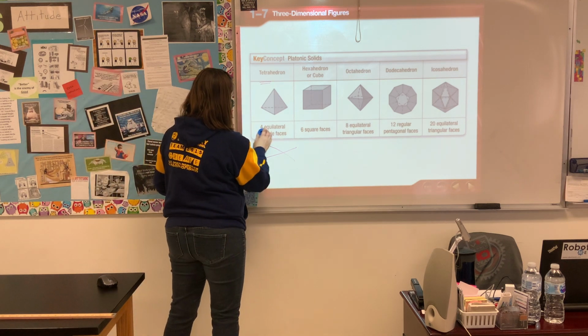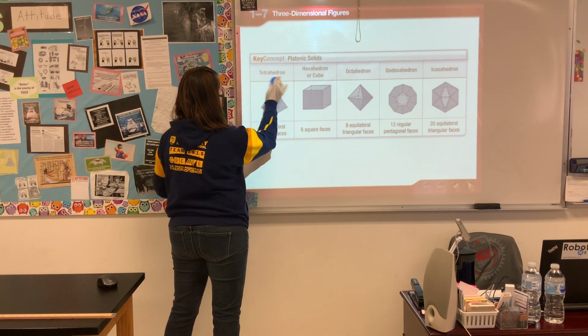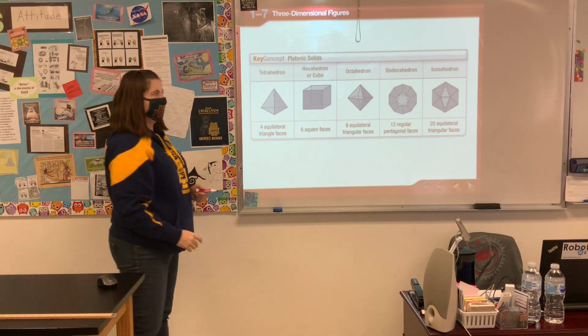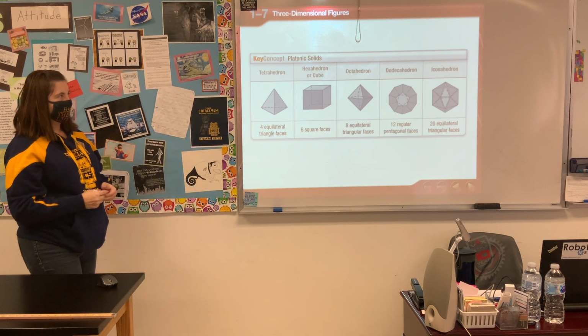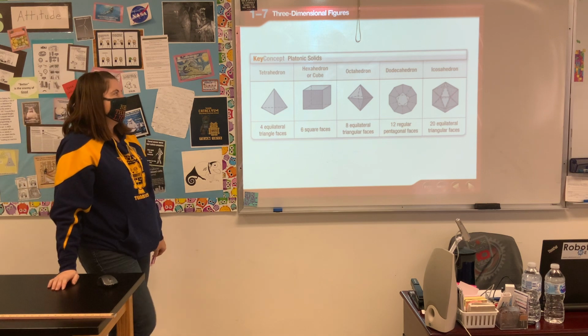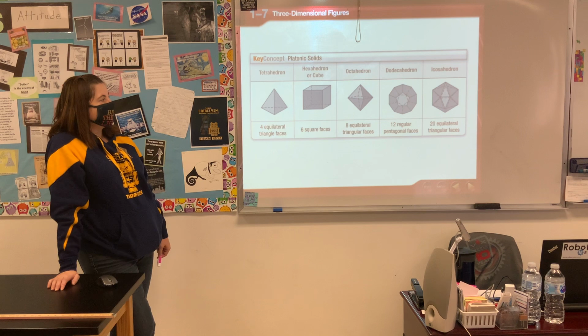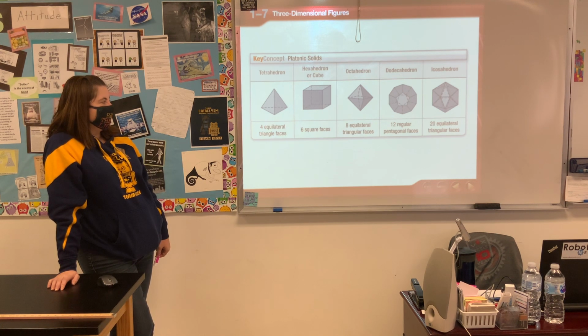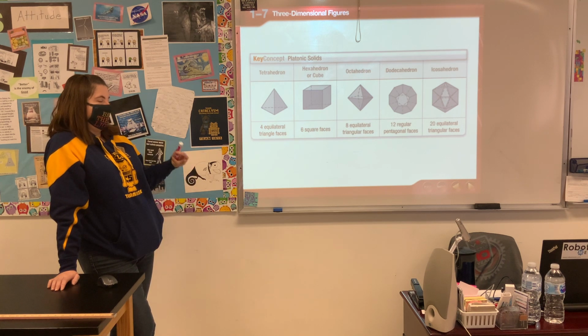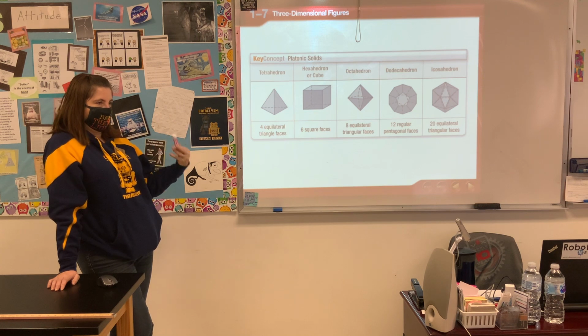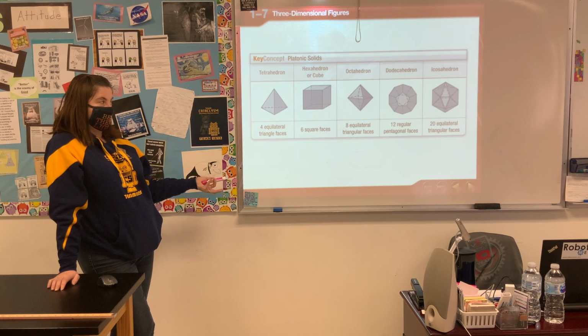Okay. These here are known as platonic solids. A tetrahedron, a hexahedron, otherwise known as a cube, octahedron, dodecahedron, icosahedron. What do you notice about these? They don't have round surfaces. Okay, these have nothing that has that round surface. So these are polyhedrons, all of them.